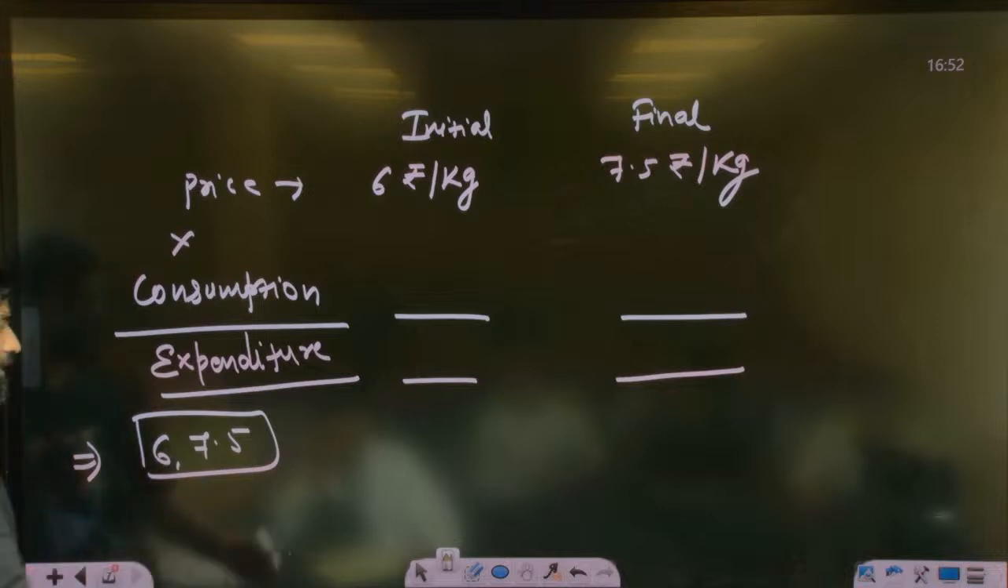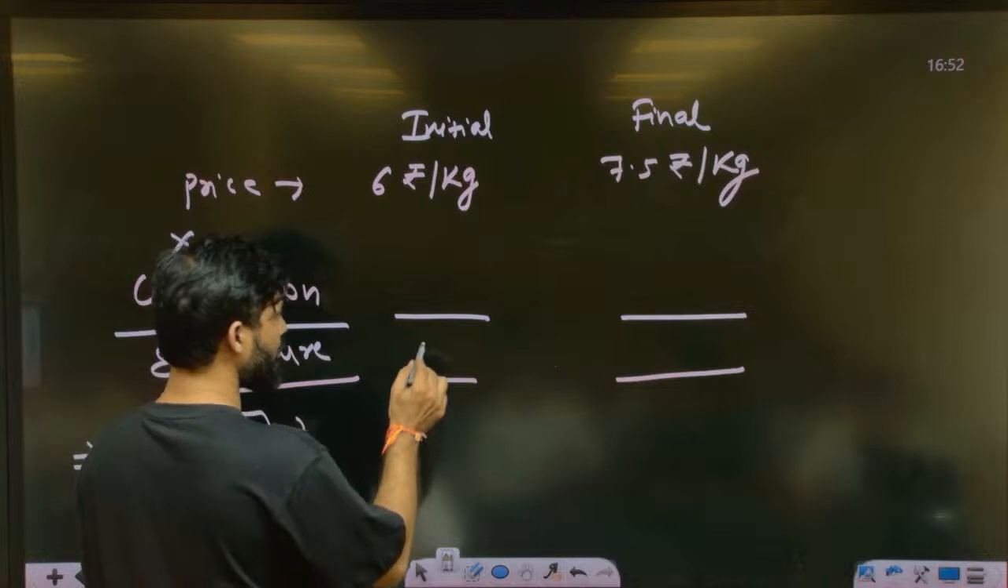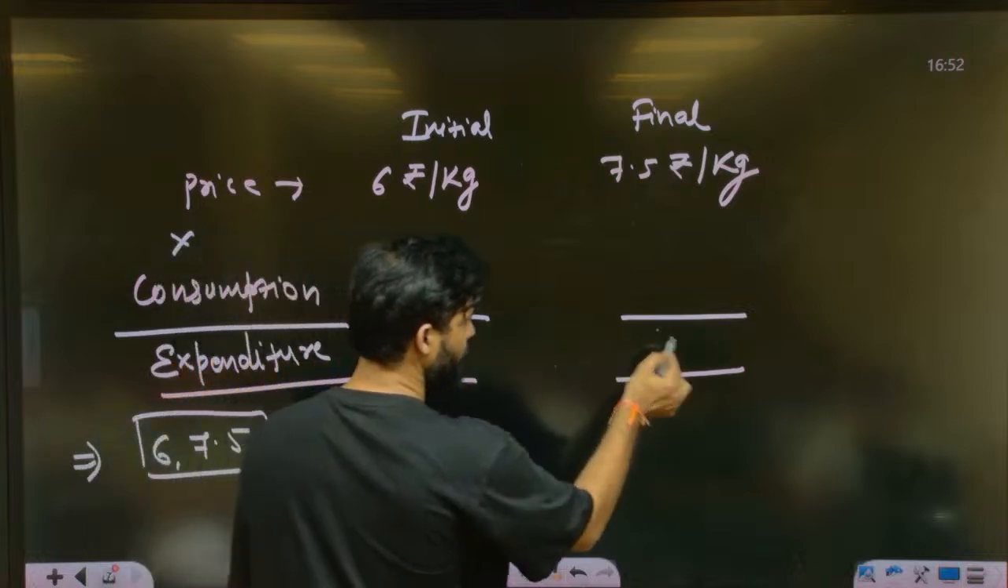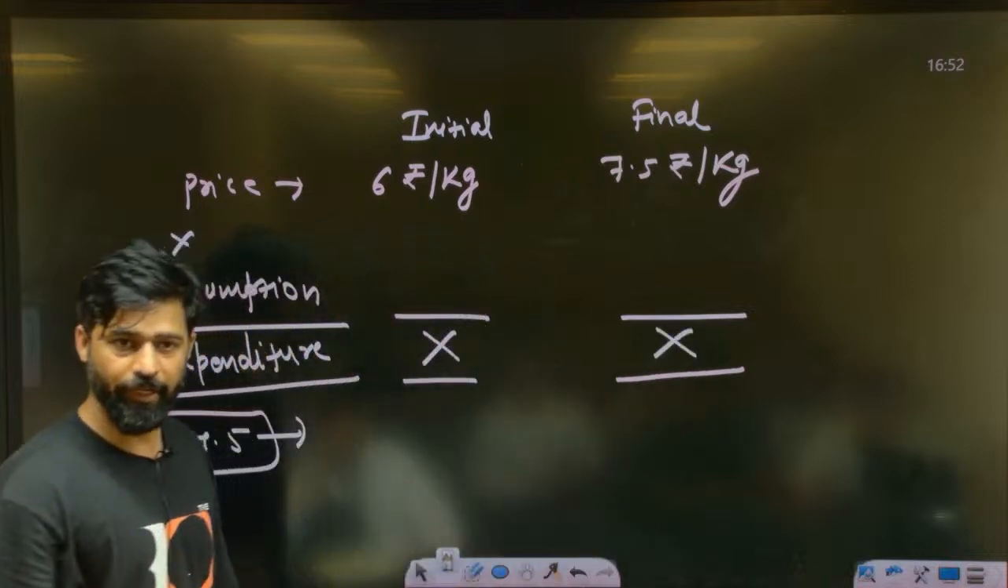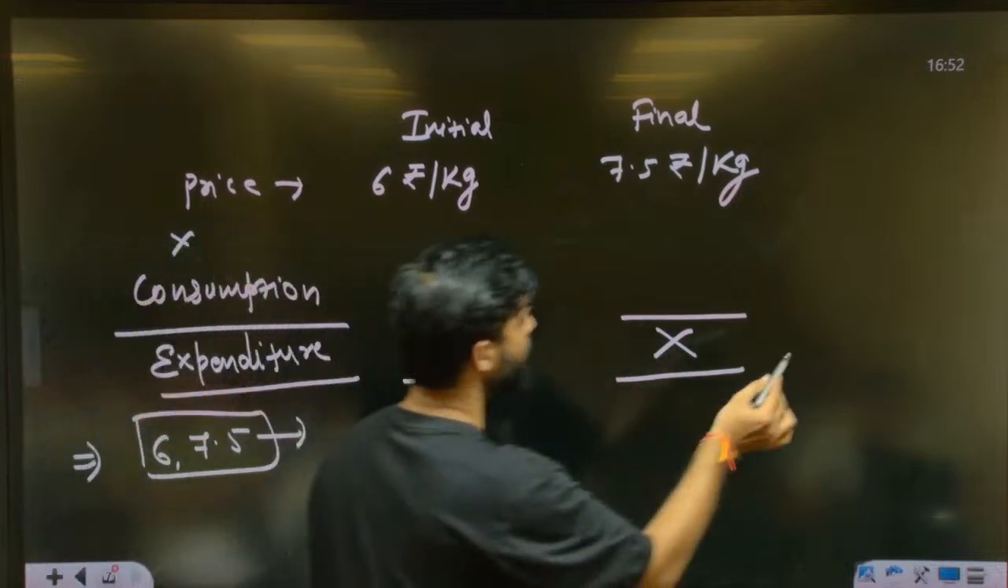So I can take the LCM of these numbers, but it will be a long process. He is simply saying that he does not want to change the expenditure. Okay, I'm doing one thing here.